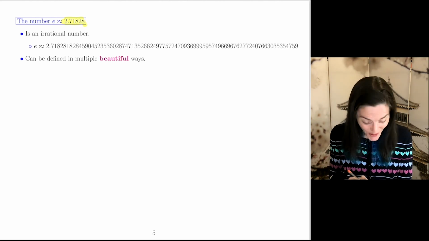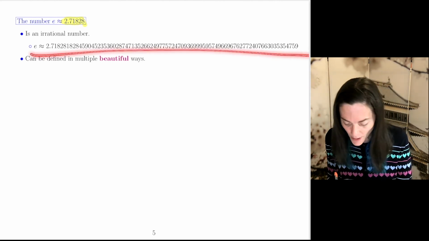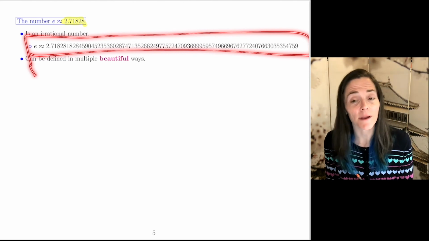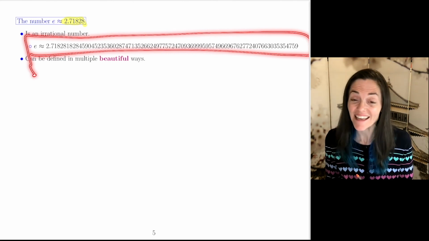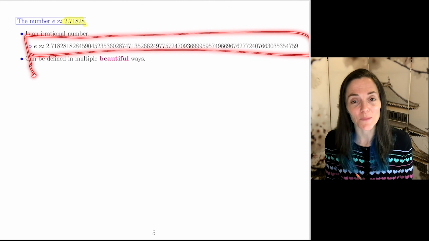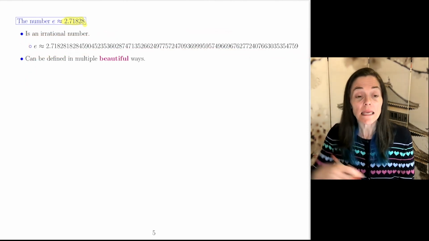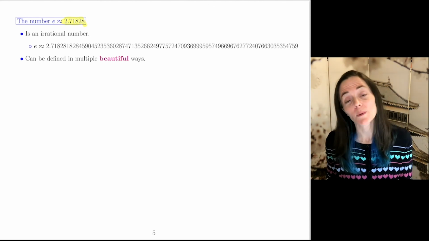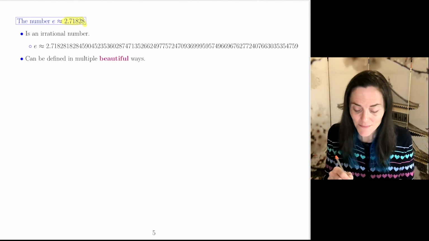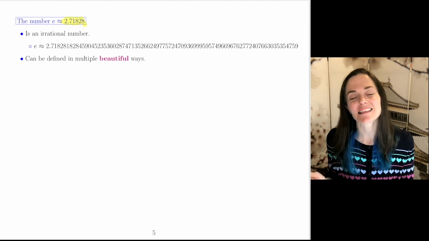And so it's also true, for example, that e is approximately this. That's just carrying more decimal places. And I'm not sure how many I wrote down. It's what I could fit on the page, but this is many. Well, e can be defined in multiple beautiful ways. Maybe I'll just mention them. It's really a comment at this point.